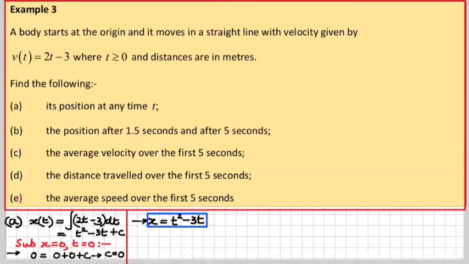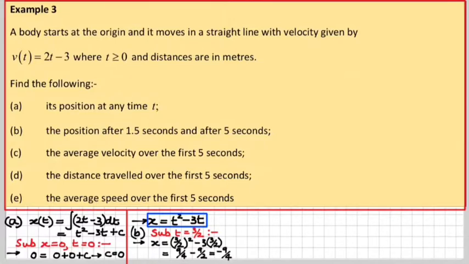Now, let's do part B. Part B, the position after 1.5 seconds and at 5 seconds, we just sub in the times, yes? Okay, so subbing in t is 3 over 2, we would get x is 3 over 2 squared minus 3 times 3 over 2, which comes to 9 over 4 minus 9 over 2, which gets us minus 9 over 4.